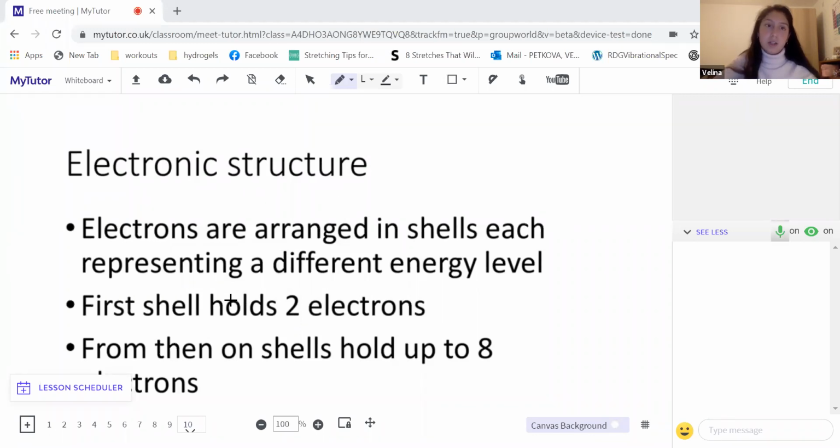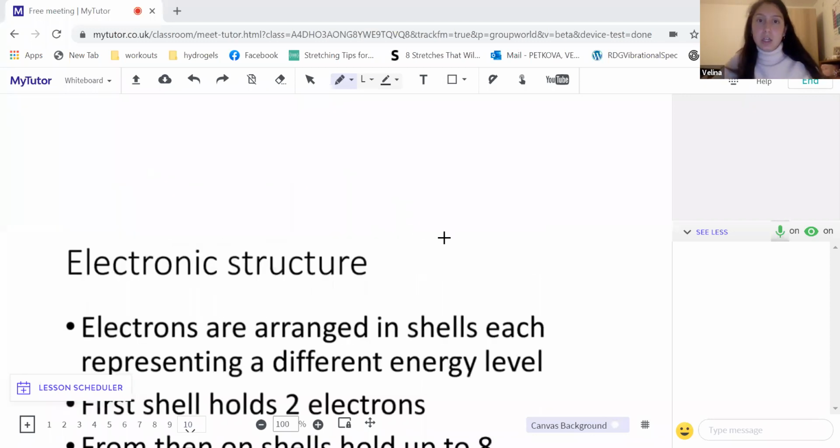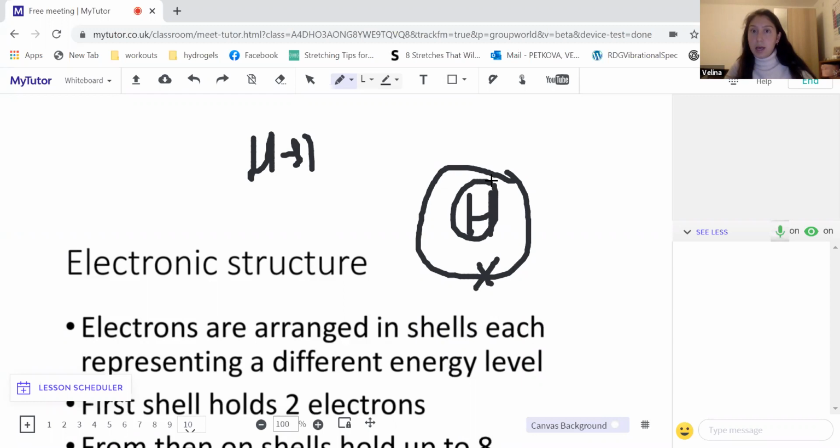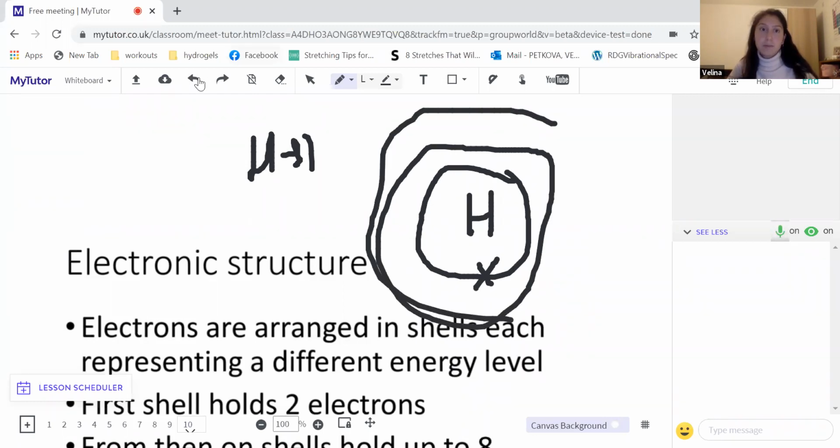So, electronic structure. Electrons are arranged in shells, each representing a different energy level. Does that make sense? A shell is that circle that you should have seen before. If we represent the electrons in hydrogen, our first shell is this circle, which will hold one electron because, as we know from yesterday, hydrogen has one electron. The shell closest to the nucleus always has the lowest energy, and the energy of the shells increases as you go further out.